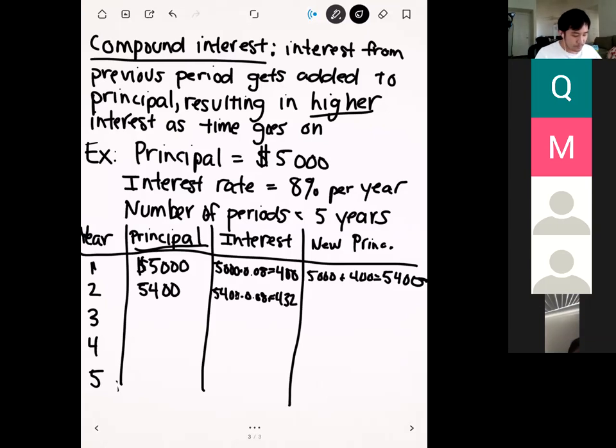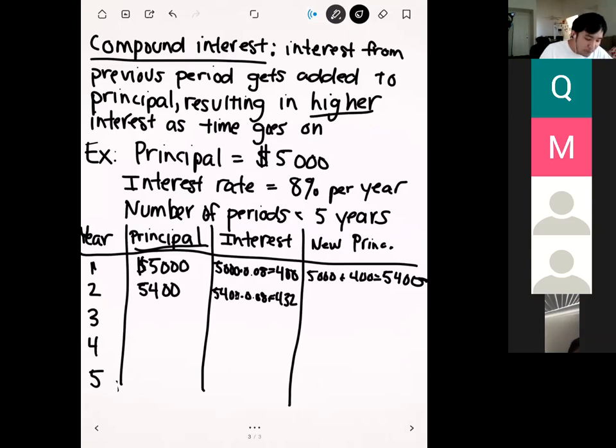Okay. So if we compare the interest payments from the first year to the second year, the fact that we're doing compound interest now, you can see that our interest payments are going up. So our interest payments went up by $32 in the second year. So that's pretty good. So that's an 8% increase right there.